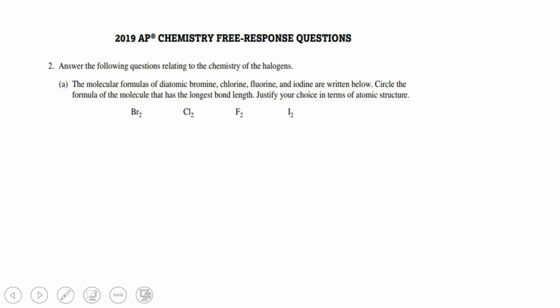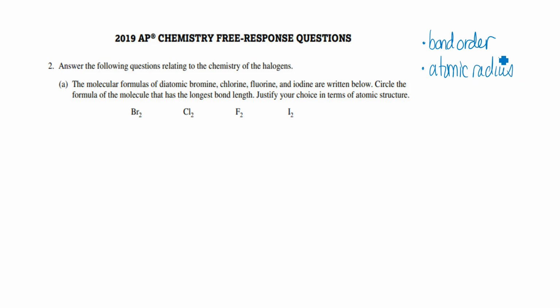And we'll take a look at it here. Again, pause it and try it first if you haven't already. We are comparing the bond lengths of these four molecules here. And so remember, our two variables we want to think about is what's the bond order? So are they single bonds, triple bonds, double bonds? And then what's the atomic radius of the atoms involved here?